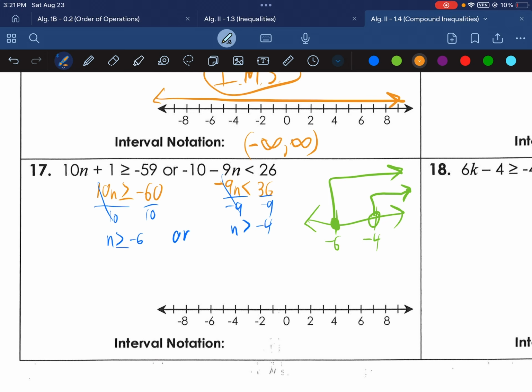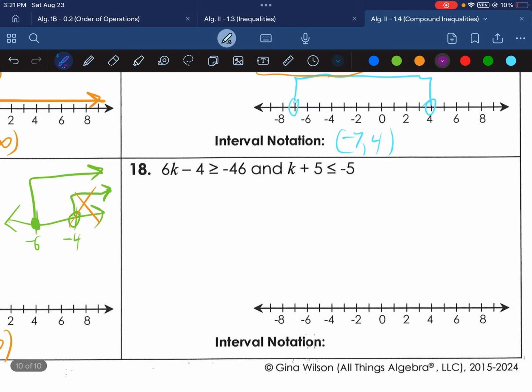And for OR, we want whichever one covers more area, which is certainly not this. Negative 6 and to the right covers more area. So we're going to do a closed circle at negative 6 and go to the right. Circle just that one, and our interval notation reflects that by saying negative 6, comma infinity, with a bracket around negative 6 and a parentheses around infinity.